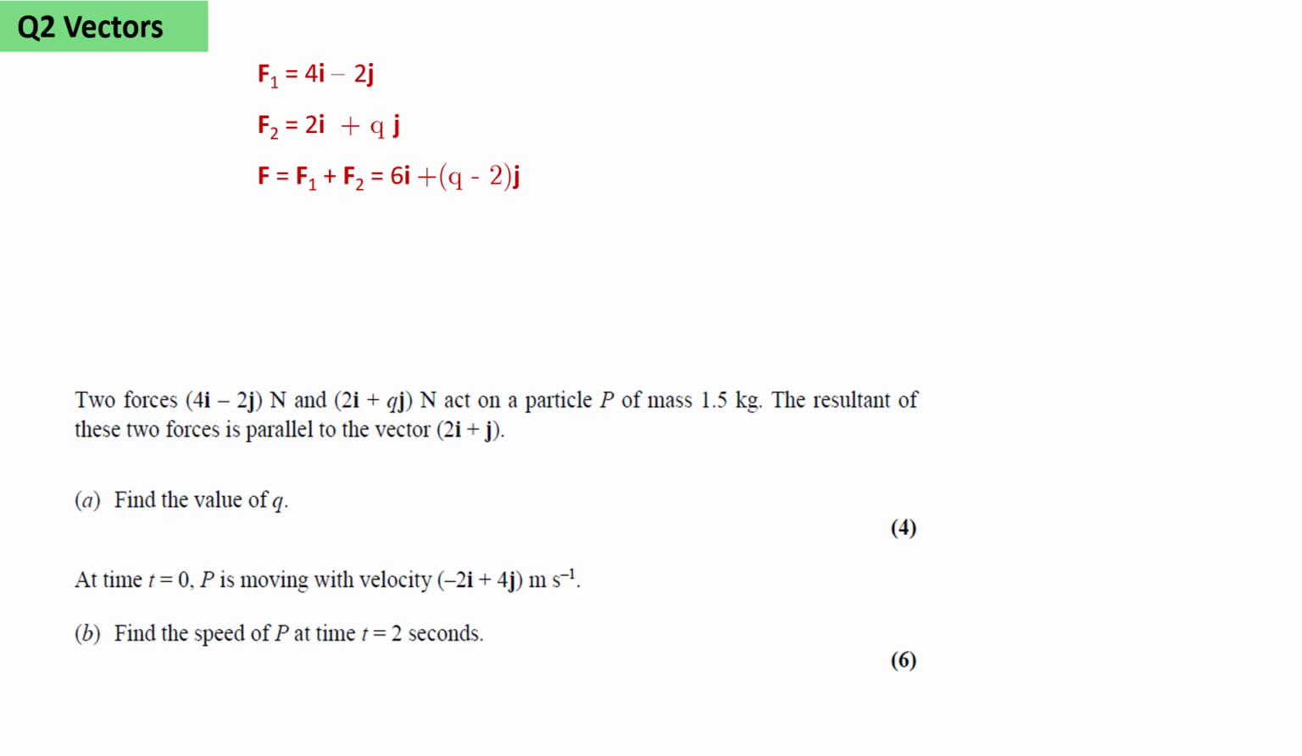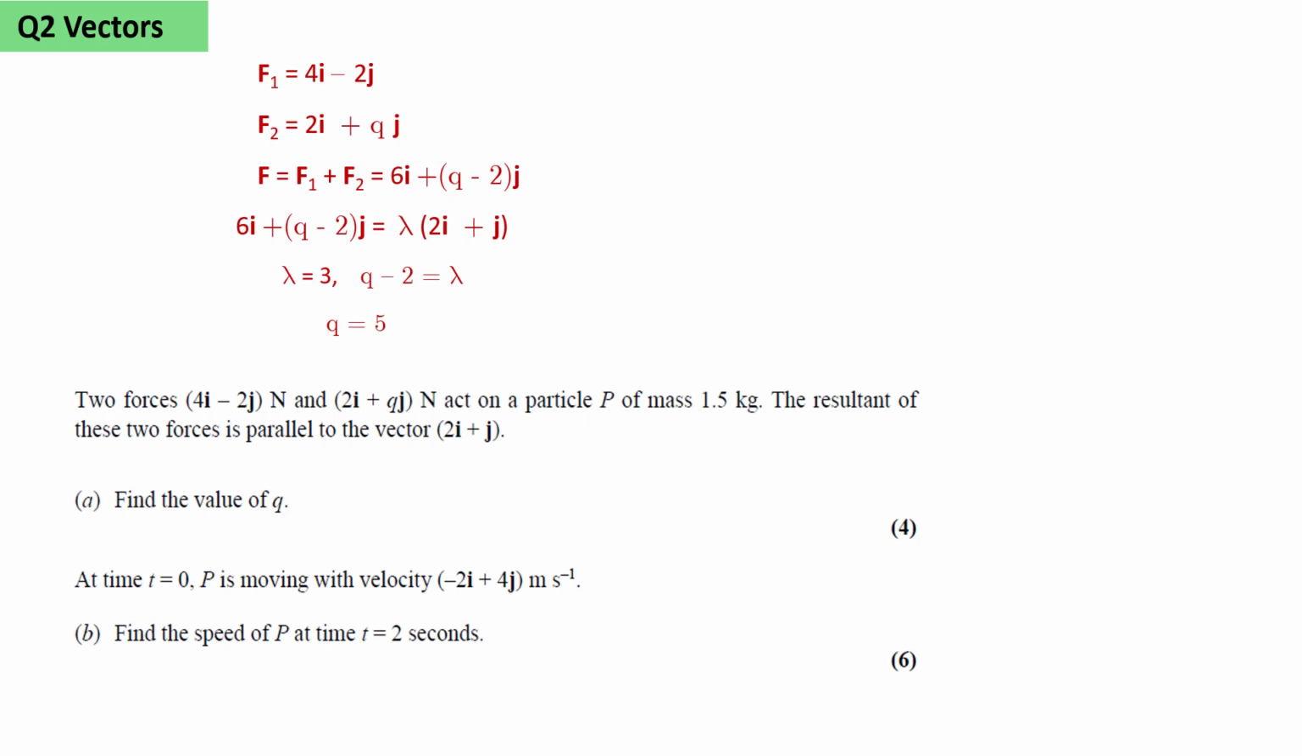We're told this resultant is parallel to the vector 2i plus j. So it's a scalar multiple of 2i plus j. Put it equal to lambda times (2i plus j). If we equate the i components on both sides and the j components on both sides, we see that 6 equals 2 lambda, so lambda equals 3, and q minus 2 also equals lambda, so q equals 5.